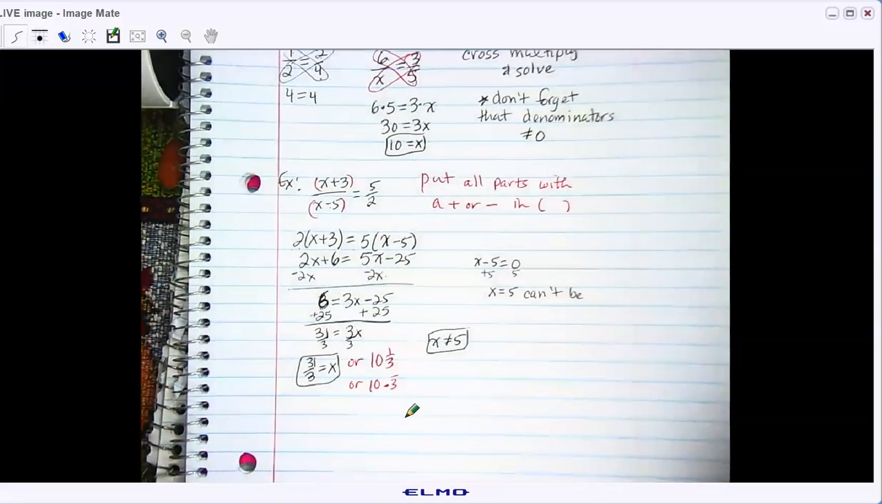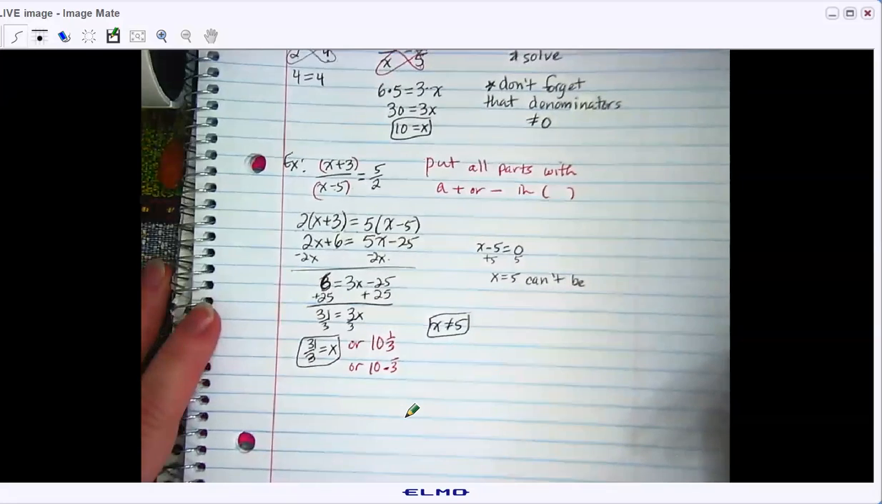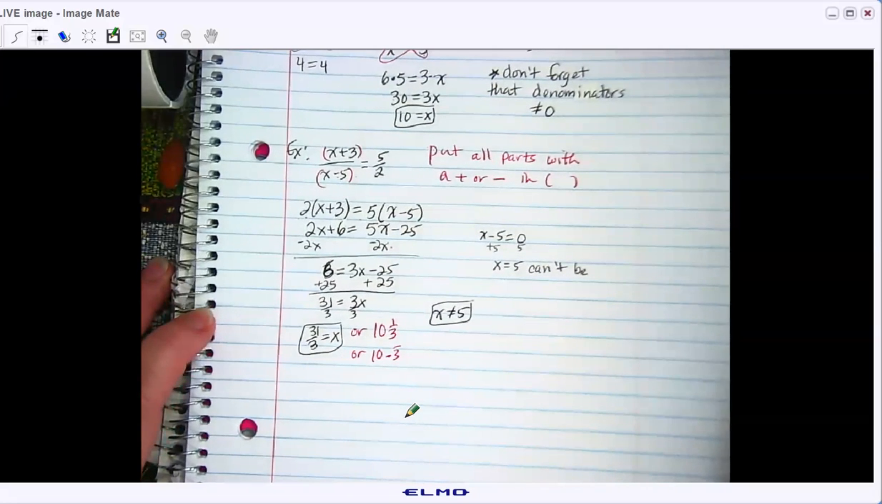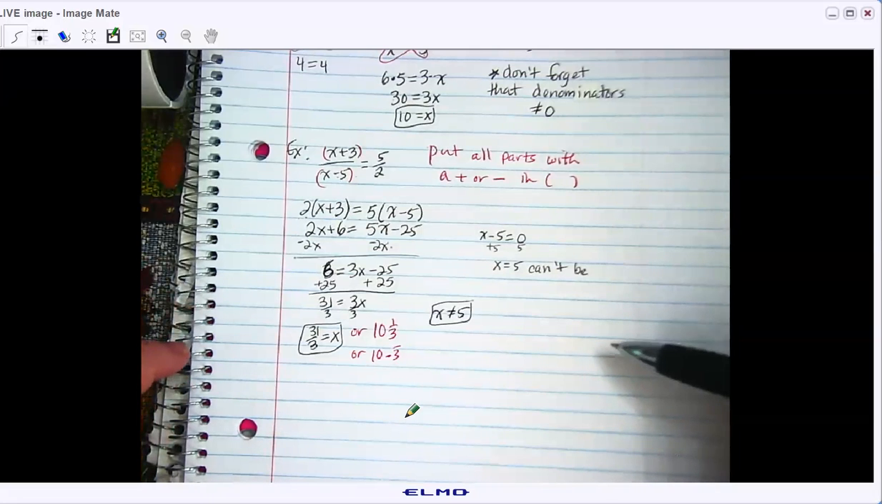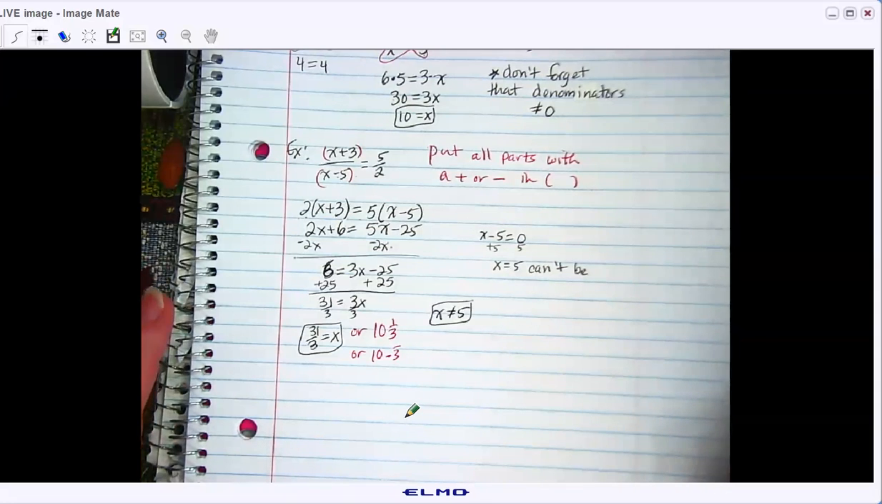But honestly, I don't really do that to you guys. I really don't ask that, but I need you to be aware of it. If for some reason you had an answer of x equals 5, that would be the answer you'd have to throw back. It doesn't work. It's called extraneous. Now you may remember that, you may not. It's okay.